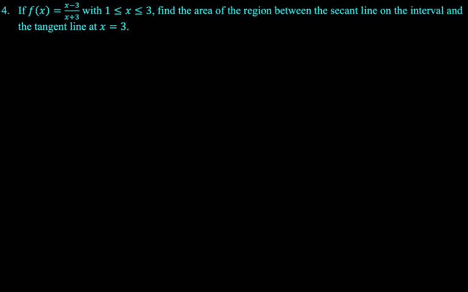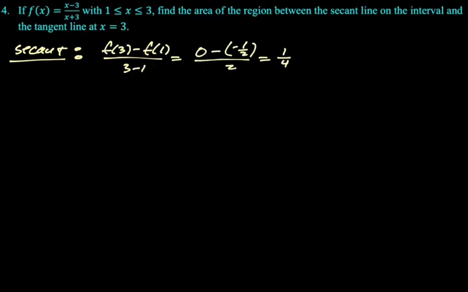All right, and then finally, if f of x is (x minus 3) over (x plus 3), where x is between 1 and 3, we want to find the area of the region between the secant line on the interval and the tangent line at x equals 3. Okay, so again, we need the secant line. So I need the slope, which will be (f of 3 minus f of 1) over (3 minus 1). I get (0 minus negative 1/2) over 2, which is positive 1/4. We know that the ordered pair at 3 is (3, 0). So our secant line is y equals 1/4 times (x minus 3).